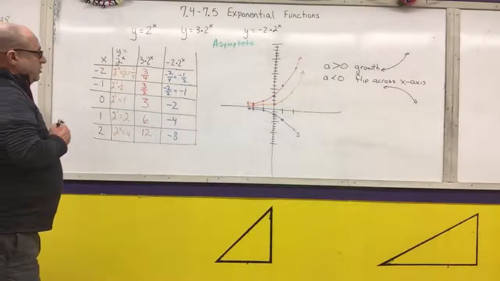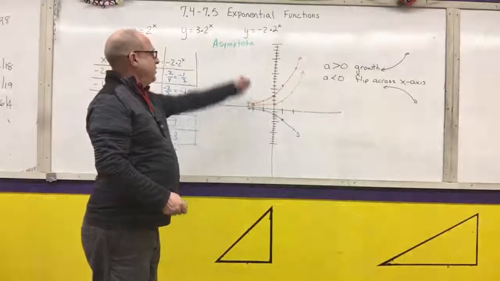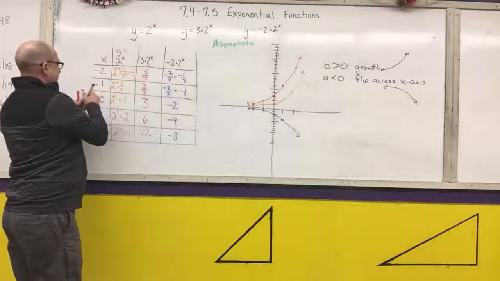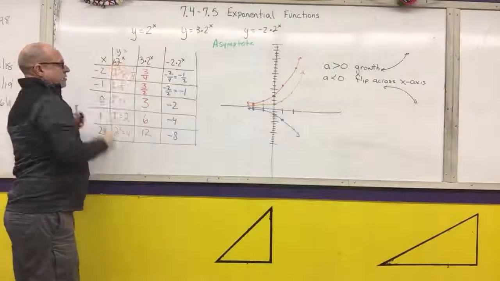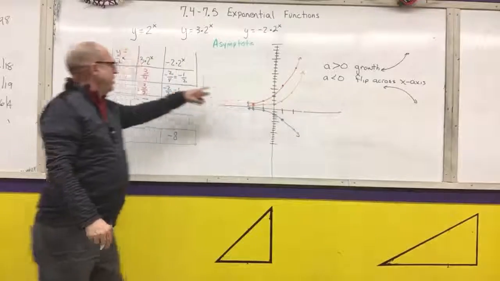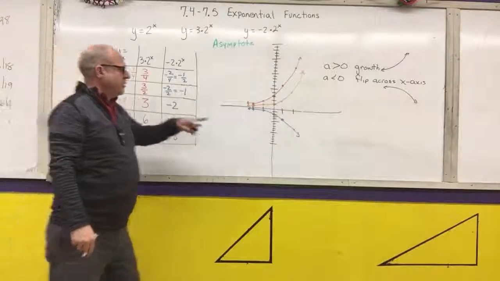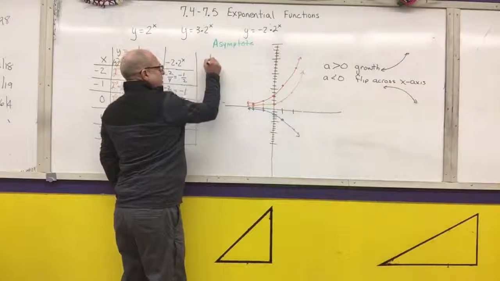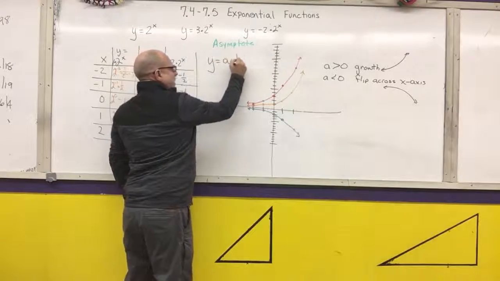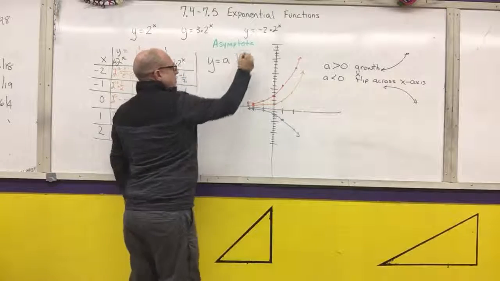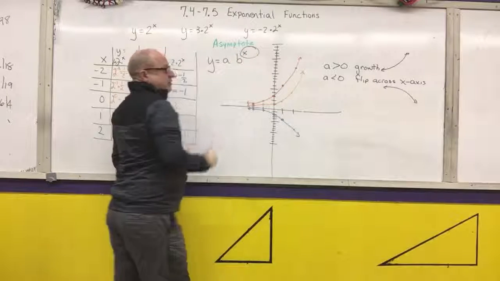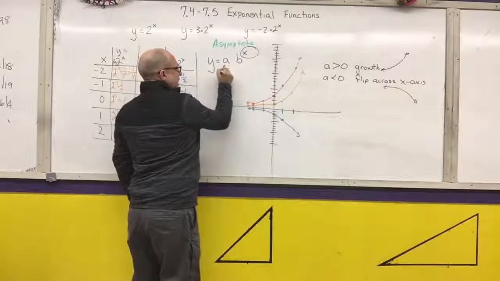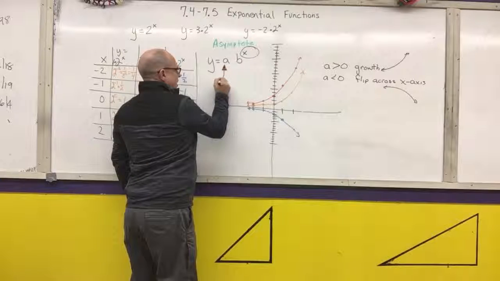Other things I want to point out. Notice that the y-intercept for the first one is 1. Well, what number do I have in front here? I have a 1 times 2 to the x. For the second one, it's 3. I have 3 times 2 to the x. For the last one, I have negative 2. Negative 2 times 2 to the x. So if I have y equals a b to the x, where this exponent is just an x, not like an x plus 1, if it's just an x, this a right here is your y-intercept.